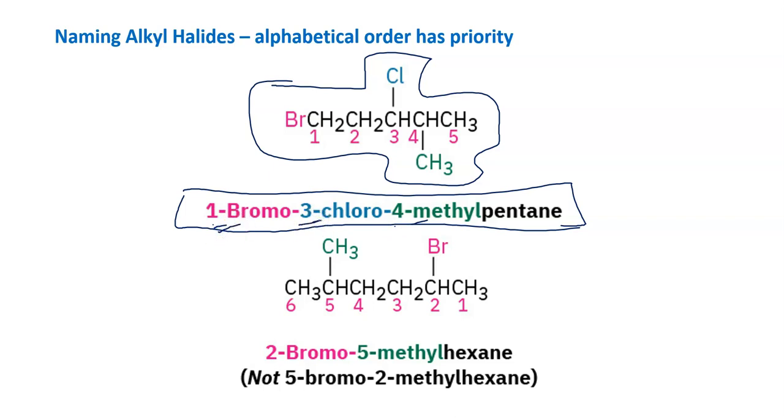When the numbering is good from either way, so you could have numbered this 1, 2, 3, 4, 5, 6, and that still gives you a 2, 5 substituent. You're in charge of the numbering. The molecule doesn't know you're numbering it, right? You put the number on the lower substituent alphabetically. So you choose to put it on the bromo specifically because bromo comes before methyl.